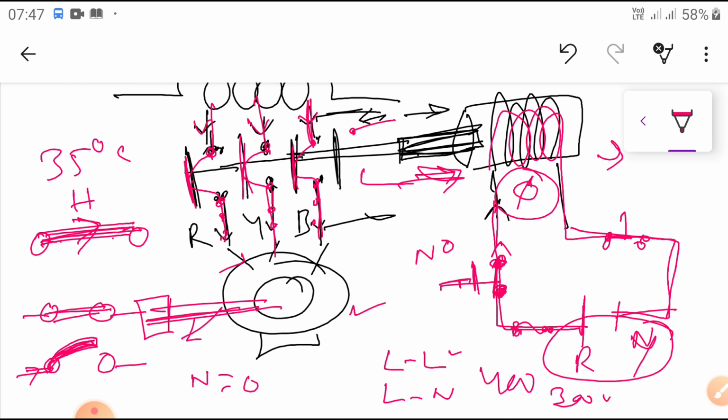Okay, so the same operation takes place in all starters, whether it is an auto transformer starter, a rotor resistance starter and so on. Later we are going to provide these coil protections. Now let us come to our star delta starter. Our topic is the star delta starter.